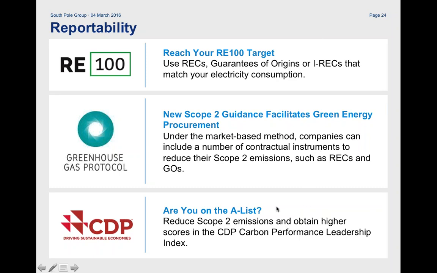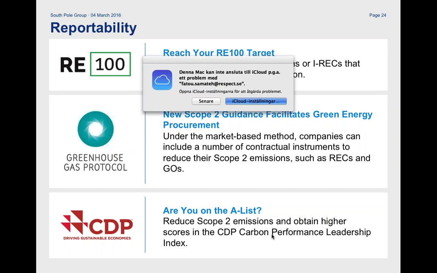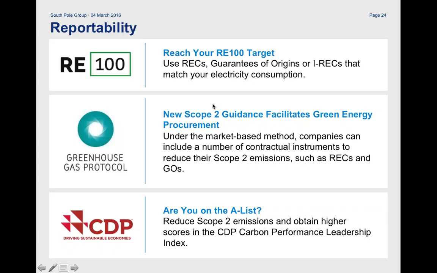As well as, and this leads to the next point, if you are also reporting to CDP, the Carbon Disclosure Project, then purchasing renewable energy contractual instruments such as RECs will also allow you to earn points, so scores, and hence you will have more likelihood to end up on the so-called A-list, the CDP Carbon Performance Leadership Index. Of course, you have to do a lot of other things as well, such as disclosure, verification of your emissions data, and so on. So it's not that if you purchase RECs, you will be for sure on the A-list. Absolutely not. There are a lot of other issues you have to take into account, but definitely the purchase of RECs and other contractual instruments can help you to reach this goal.